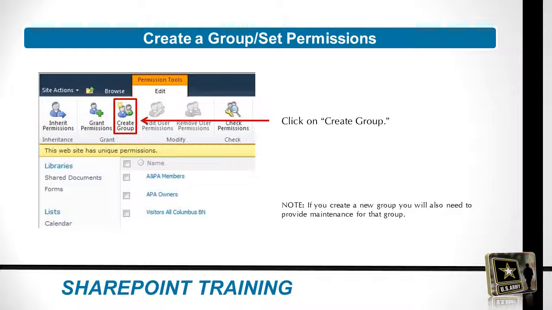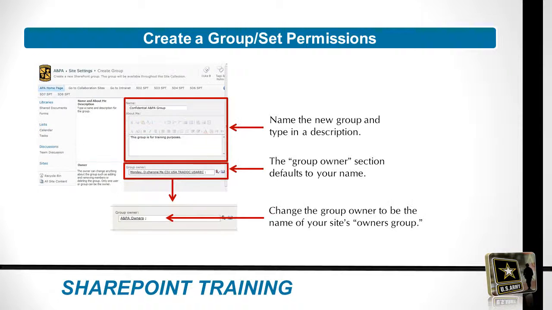Remember, if you create a new group, you will also need to provide maintenance for that group. On this screen, name the new group and type in a description for it. If you create several groups, the description will help you know when to use each group. You can see we named this group Confidential AMPA Group and said it is for training purposes.